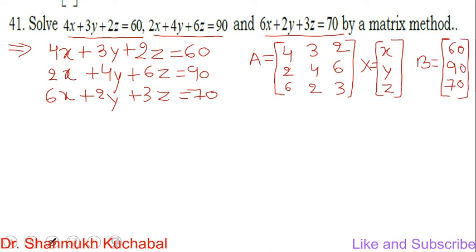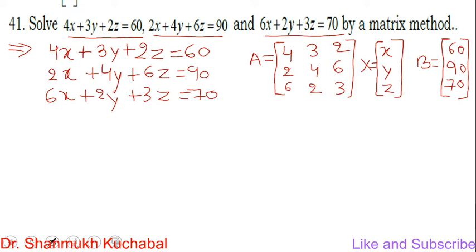So dear students, we have taken matrix A as a coefficient matrix. The x coefficients are the first column, y coefficients the second column, and z coefficients the third column. Further, the unknowns are x, y, z. We have to take them as a column matrix x, y, z, and the RHS elements we have to take as a matrix B here. Like this we have to represent.